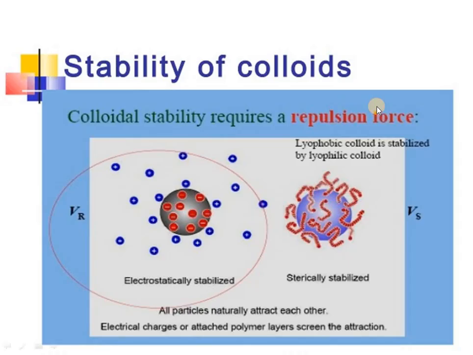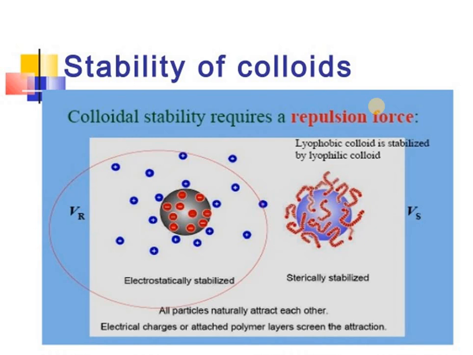Now, stability. What does stability mean? How can stability be attained? This is basically what we discussed already. Any type of sol will absorb certain cations or anions depending upon the concentration of the electrolyte.